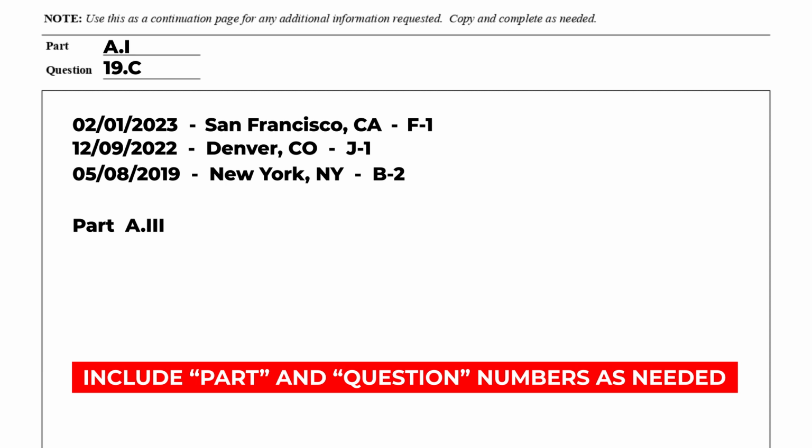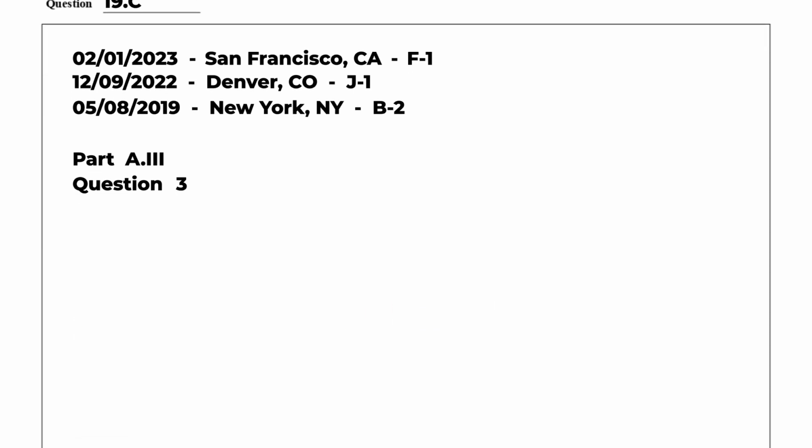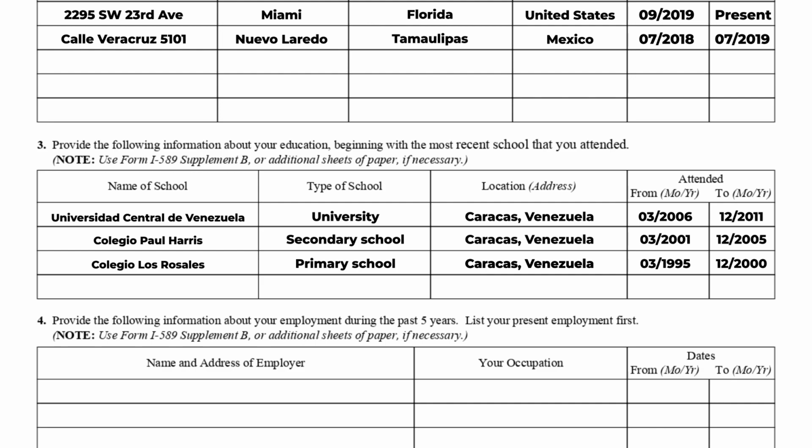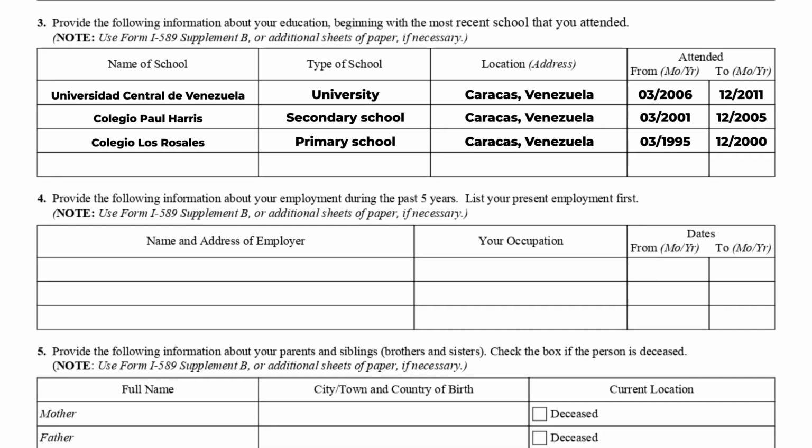It's probably best to use Roman numerals to identify the part, since that's what the asylum application form itself uses. But it's fine to just use the digit. Then, drop down a line and write question, followed by the number of the question at issue. For educational history, that's number 3. Next, go down a couple lines and provide the same information that you provided up on page 4 regarding each educational institution. Okay, with that, we're back on page 4 and ready to move on to number 4.